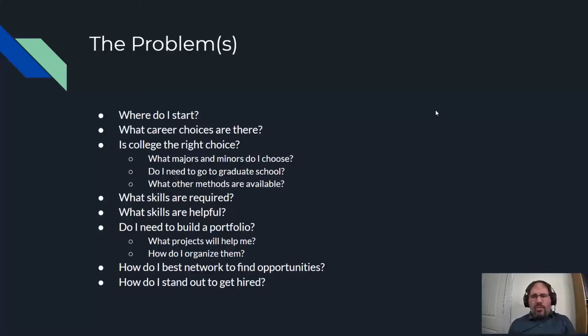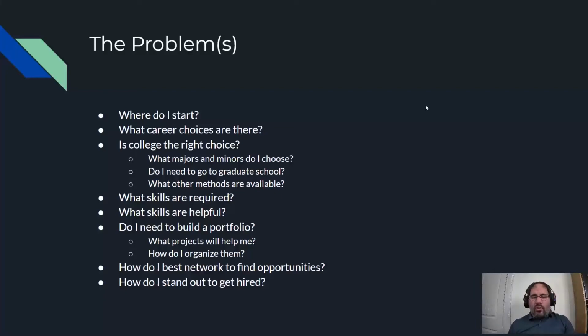And the first piece is the question of whether college is the right choice for you if you either plan to go back or are just starting out. And if you do go, what majors and minors are there at the undergraduate level? Do you need to go to graduate school? And what other methods are there if you choose not to go to university? What overall skills are required, both hard technical skills and soft human skills? Which ones are the most helpful? Do you need to build a portfolio? We'll touch on this a lot later on.